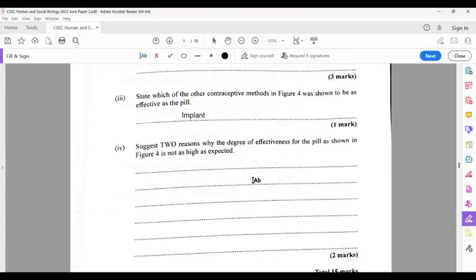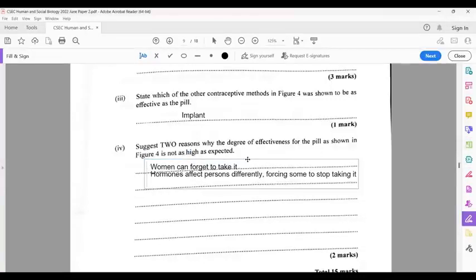Suggest 2 reasons why the degree of effectiveness for the pill, as shown in figure 4, is not as high as expected. And that comes in with use. Many times women can forget to take it. And simply forgetting to take it voids the whole point of the contraceptive. The hormones can affect persons differently, which could sometimes force them to have to stop taking it. Right? So those are 2 suggestions why the degree of effectiveness may not be as expected.